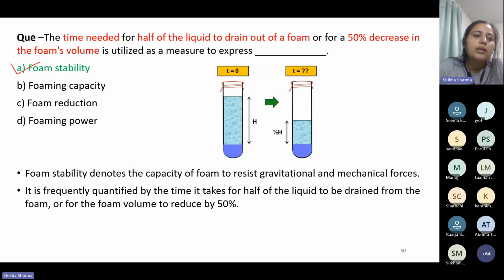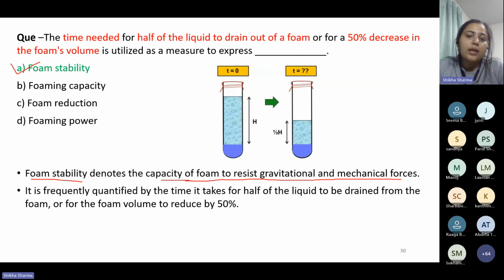Why? Because for foam stability, I have also explained it in one person's query on the discussion forum about the foamability, about the foaming. It's a detailed answer, so please everyone read that answer also. I'm describing here, but you should also read that answer. So foaming capacity denotes how much foam or how much air it can entrap, and stability means the capacity of the foam to resist the gravitational and mechanical forces, which means that if it resists those forces, the foam will be there.